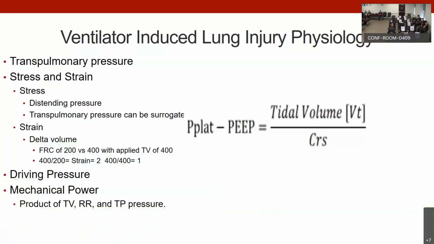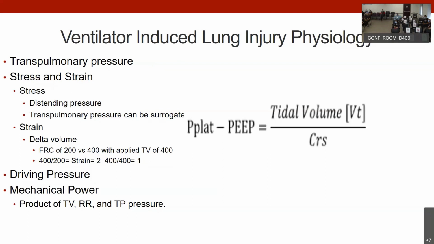So to understand strain, you can think about it as if you had two patients, a patient with ARDS and a patient with normal lung physiology. Now, if I put 400 cc's into the patient with the baby lungs, I'm putting in a tidal volume that's twice as big as what that person's functional residual capacity is, right? So my strain is 2. In the healthy situation, my functional residual capacity could be 400, and I put in a tidal volume of 400, my strain is 1.